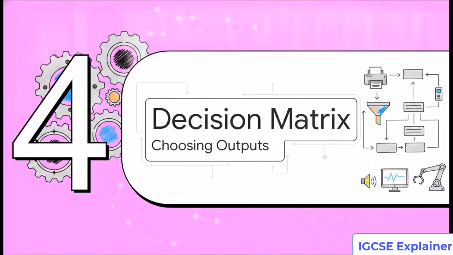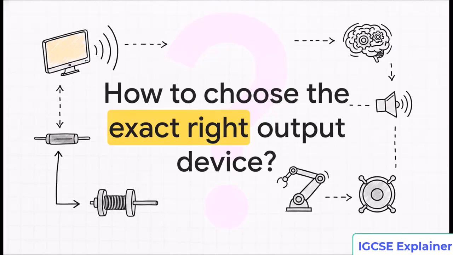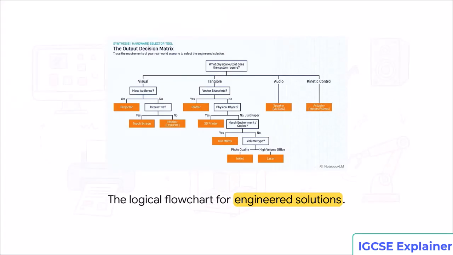All right, Section 4, the Output Decision Matrix. So, how do engineers choose the exact right output device for the job? Before I reveal the final framework here, I want you to step into the shoes of a system designer for just a moment. With all these wildly diverse technologies we've talked about, from glowing screens to physical solenoids, how do engineers logically choose the exact right output device for a specific real-world job? Well, the secret is that simply memorizing a list of devices just isn't enough. True understanding means knowing exactly when to use them, and that's based entirely on the physical system requirements.